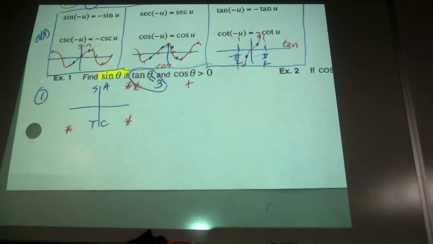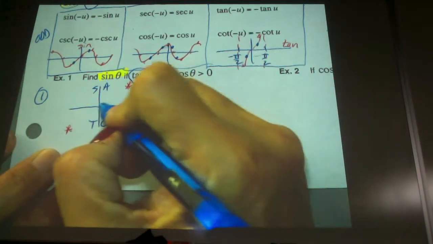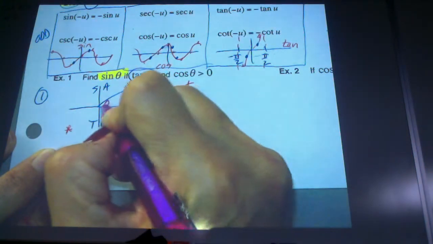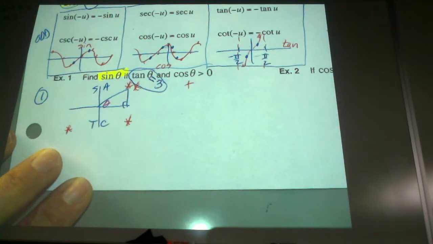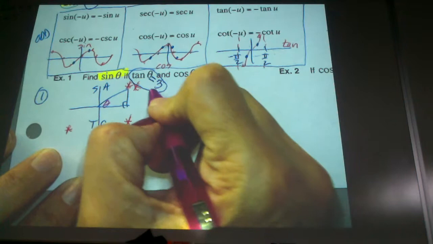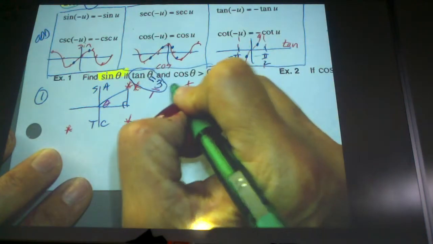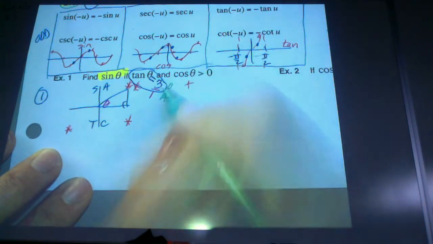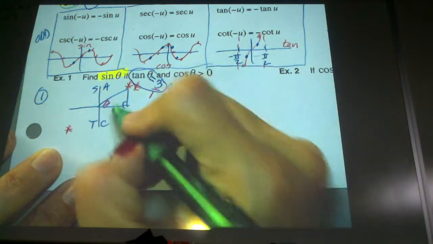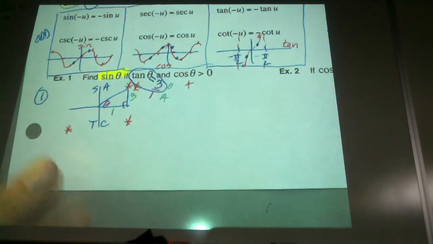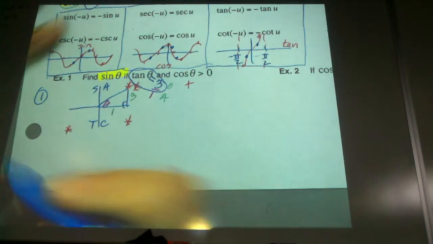So where is my reference triangle going to be? And so here's where theta is. I still don't know theta, doesn't matter. I do know that this ratio for my theta is 3 over 1 for tangent. And what is tangent? What over what? Opposite over adjacent. So side opposite would be 3 and adjacent would be 1. So that's all that we can use that information for.